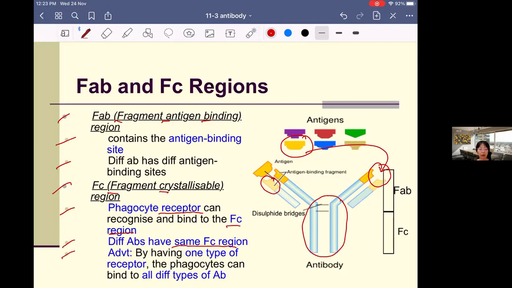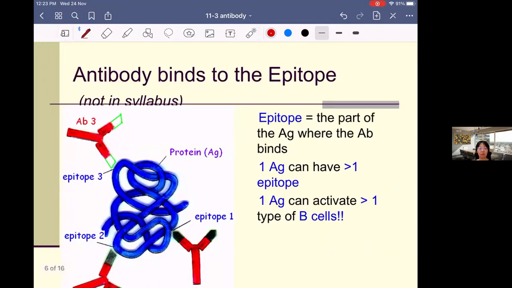So the advantage is that by having one type of receptor, the phagocyte can bind to all the different types of antibodies. Isn't that wonderful? It's like a master key. A master key can open all the doors in your house and all the doors in the hotel. So that's a master key.